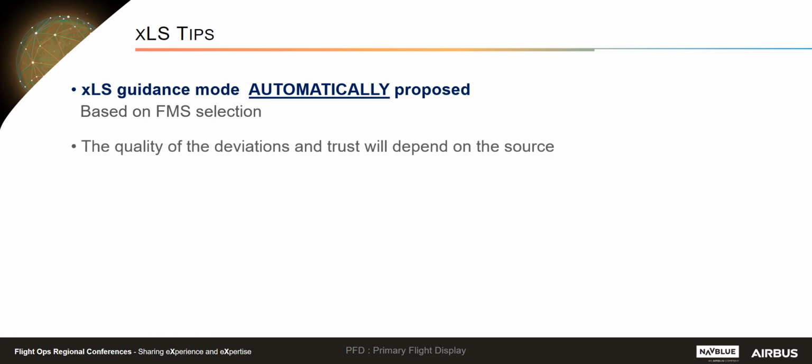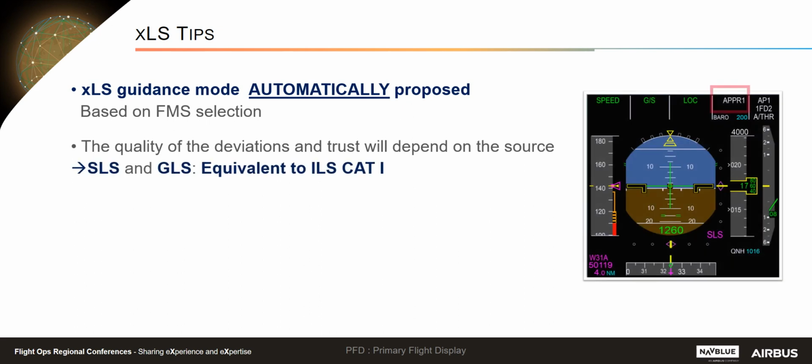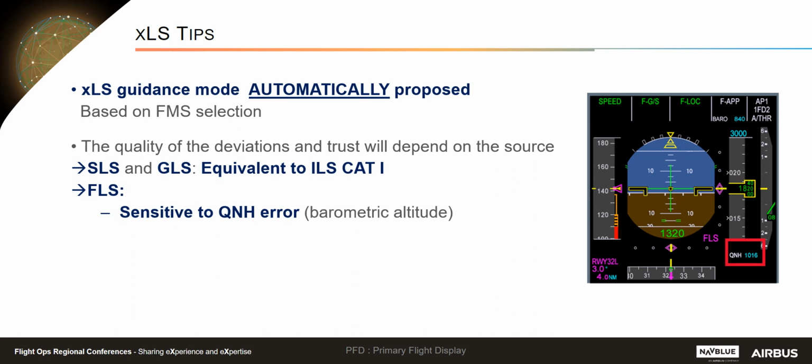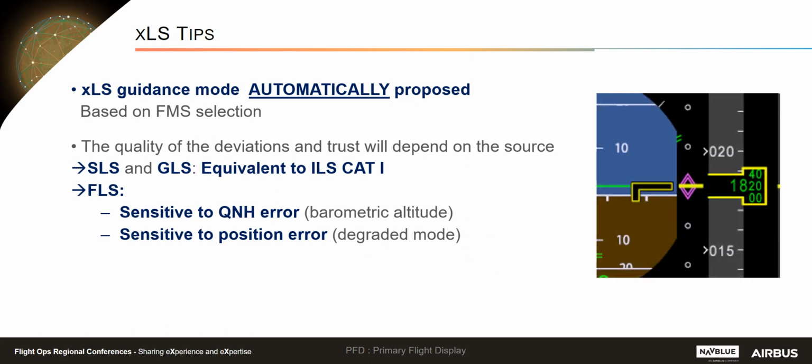The quality of the deviation that we can have on it will depend on the source. For SLS and GLS, this is equivalent to ILS Cat 1, so you can have the same level of confidence as for an ILS. In case of degraded accuracy, the data are not transmitted. For FLS, the deviations are based on barometric altitude, so QNH sensitive, and will still be provided even in case of degraded position, with a category degradation indicated.